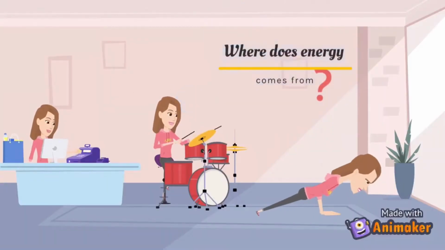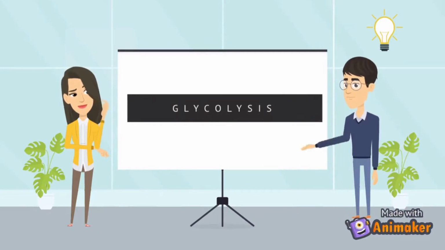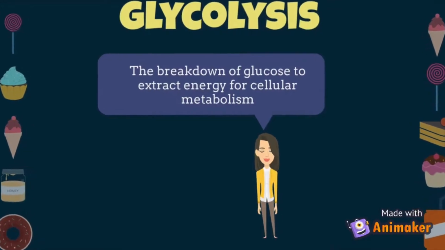Where does energy come from? It comes from glycolysis. What is glycolysis? Glycolysis is the breakdown of glucose to extract energy for cellular metabolism.